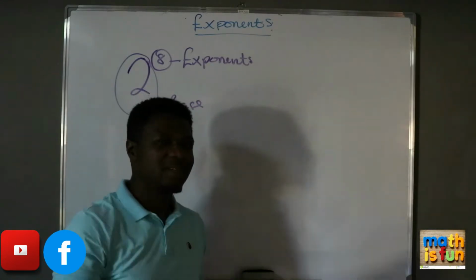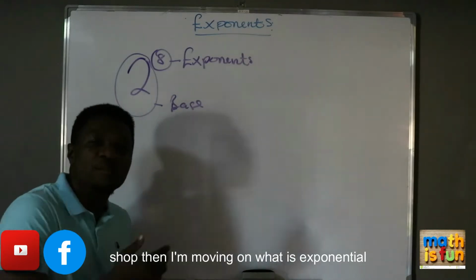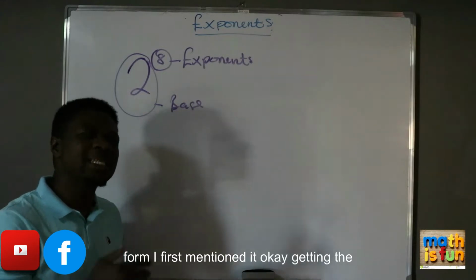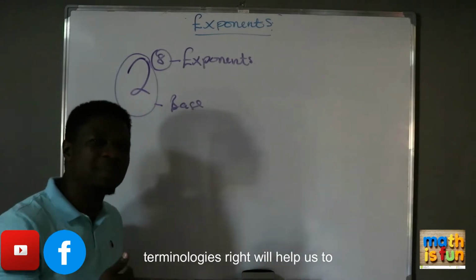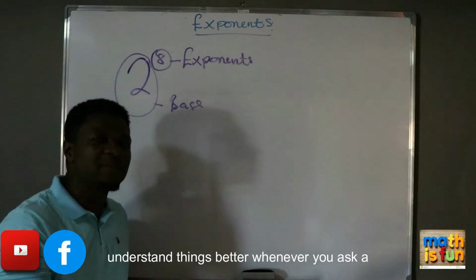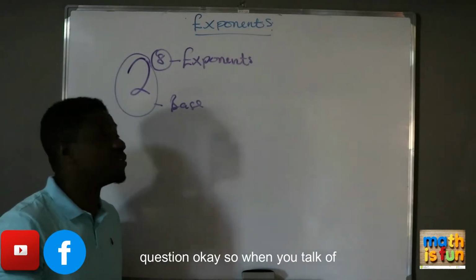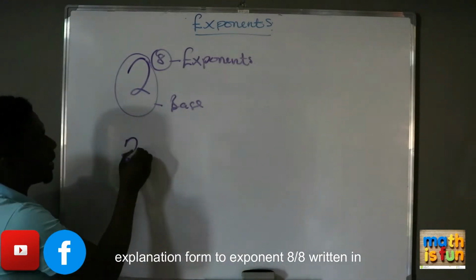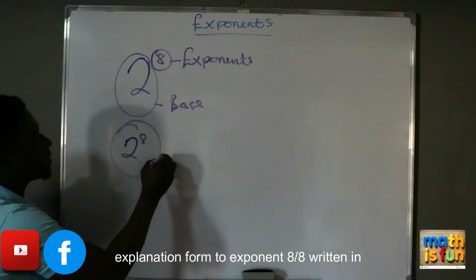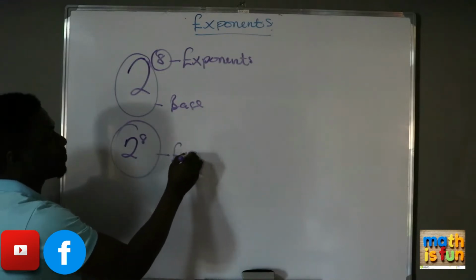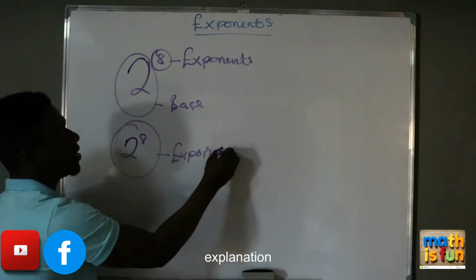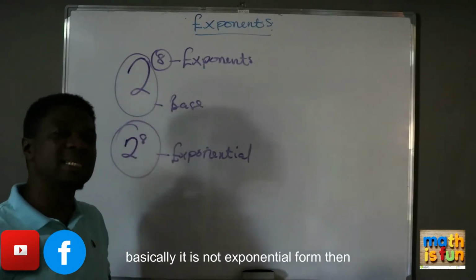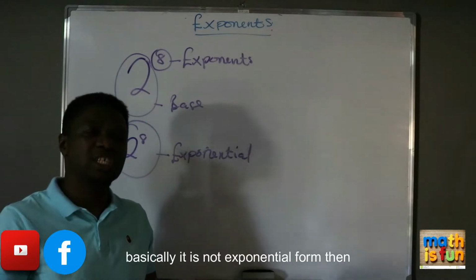Good. Then moving on, what is exponential form? I first mentioned it. Getting the terminologies right will help us to understand things better whenever we are asked a question. So when you talk of exponential form, 2 exponent 8 is written in exponential form. It is having a base and an exponent.